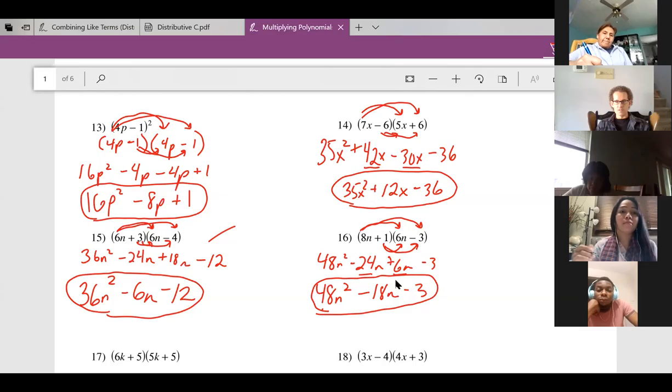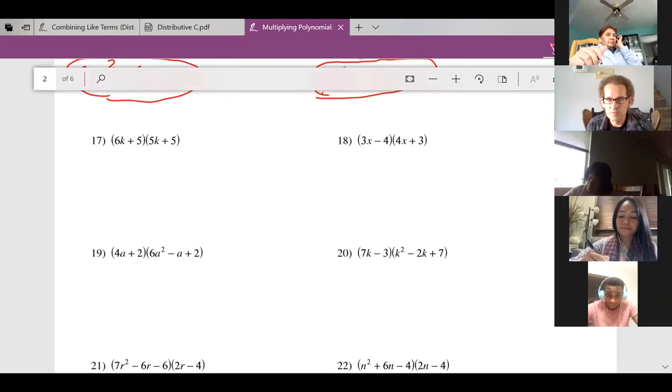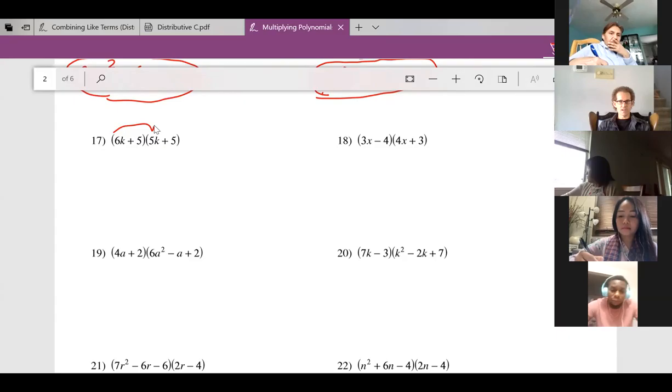Okay, we have a few minutes left. I'm going to see if I can scroll down and do a few more of these with you. Let's look at 17 through 20 together. Okay, for number 17, I have 6k distributed to 5k. That'll be 30k squared. 6k times 5 is just going to be 30k.